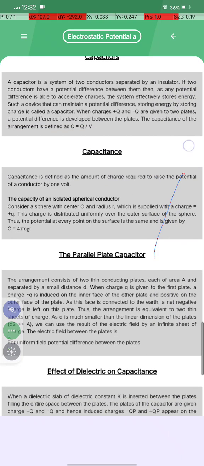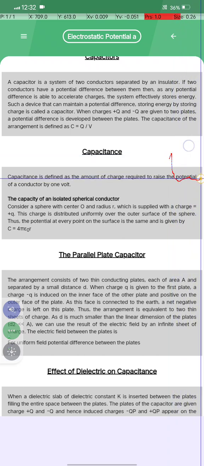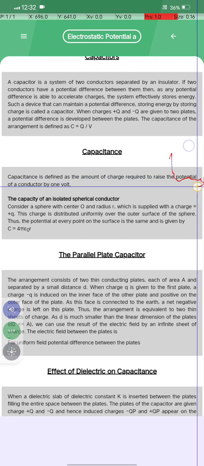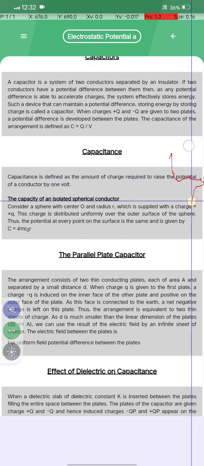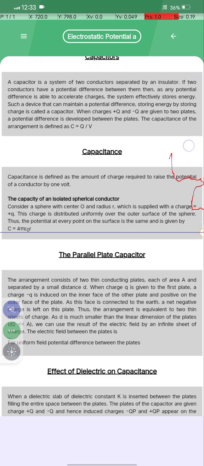Okay, now see what capacitance is. Capacitance is defined as the amount of charge required to raise the potential of a conductor by 1 volt. The capacity of an isolated spherical conductor: consider a sphere with center O and radius r, which is supplied with a positive charge q, and this charge is distributed uniformly over the outer surface of the sphere. Thus, the potential at every point on the surface is the same, and the capacitance is given by C = 4πε₀R.